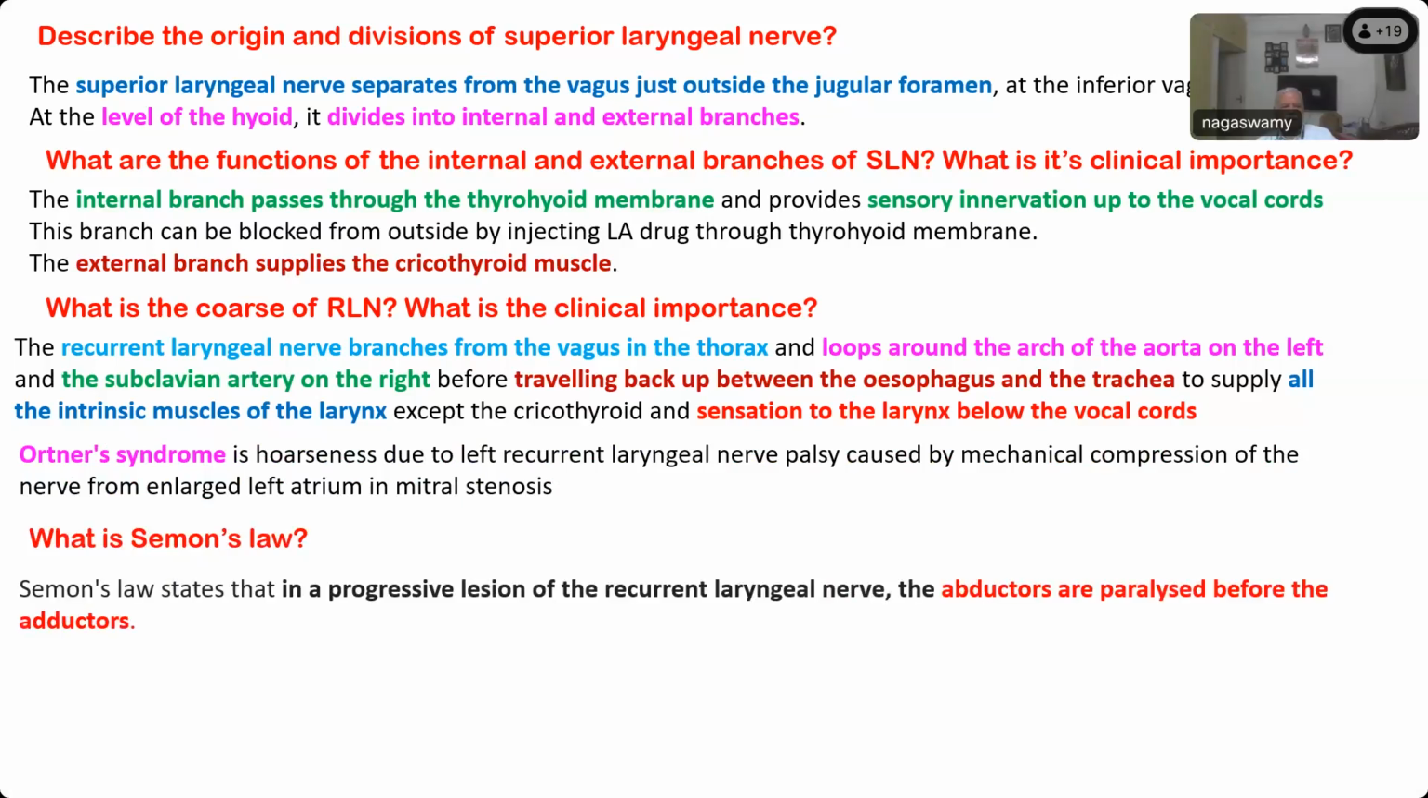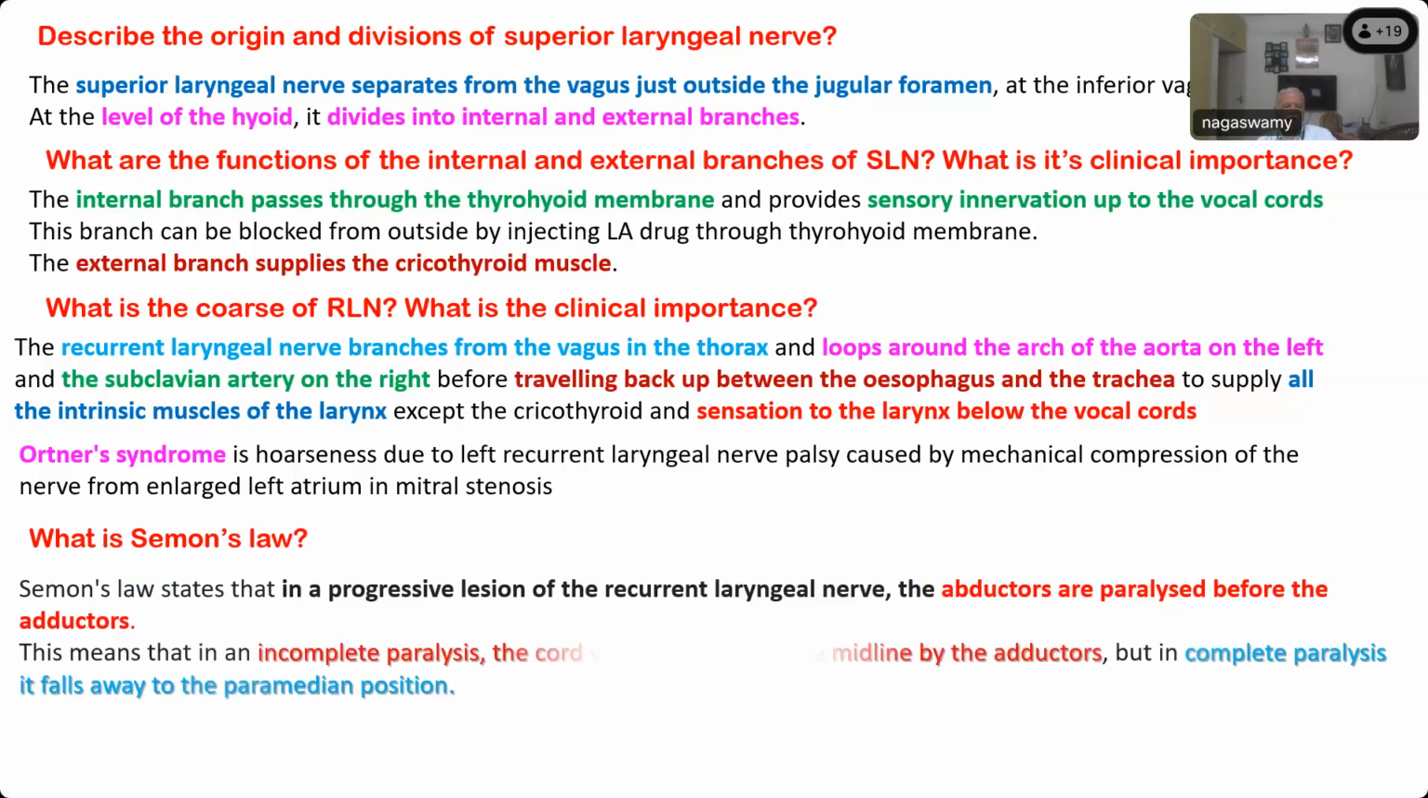So Semon's law states that in a progressive lesion of the recurrent laryngeal nerve, the abductors are paralyzed before the adductors. This is what I told you. There is only one abductor muscle, posterior cricoarytenoid, whereas four muscles are there for adduction. This means that in an incomplete paralysis, the cord will be brought to the midline by adductors, and in complete paralysis, it falls away to the paramedian position.